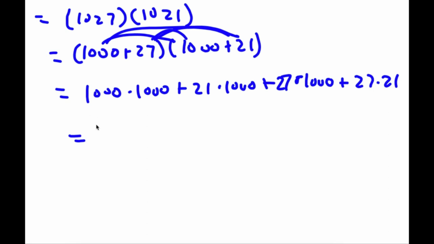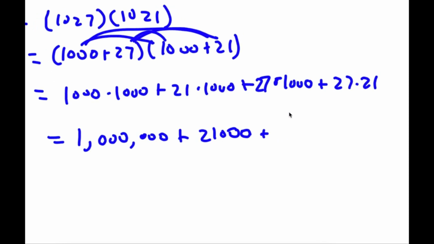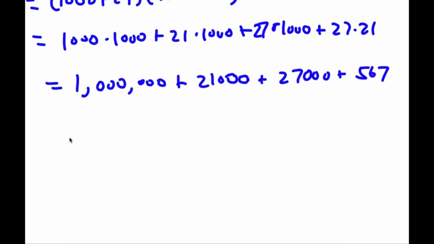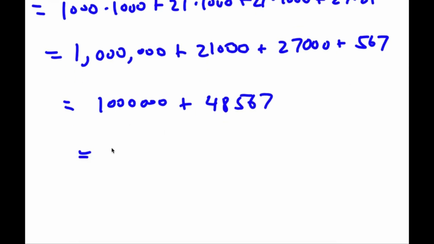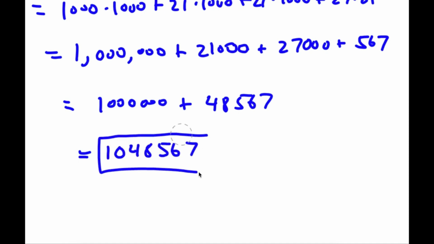Now 1000 times 1000 is going to be 1 million, so I have 1 million, plus 21 times 1000 is 21,000, plus 27 times 1000 is 27,000, plus finally 27 times 21 is 567. Now if I add all these up, 21,000 plus 27,000 is going to be 48,000, plus 567 is 48,567, and now 1 million plus 48,567 is 1,048,567. So this is my answer.